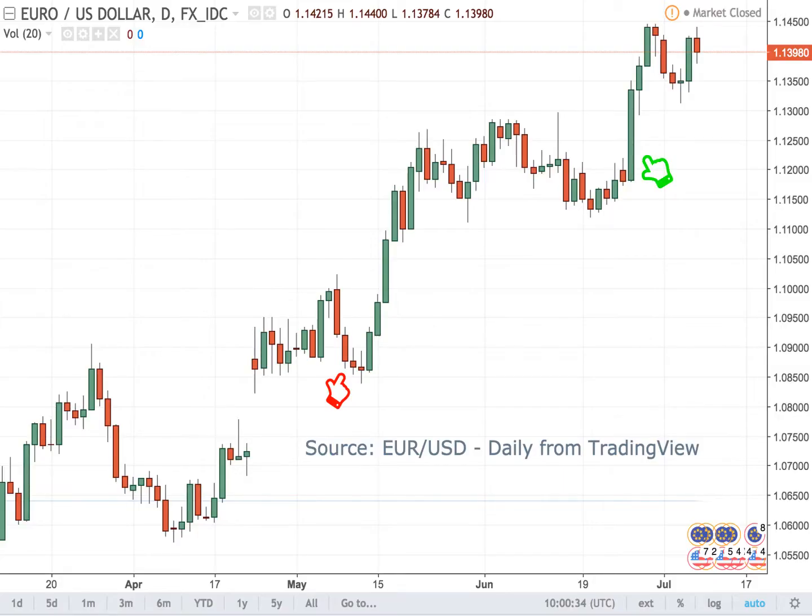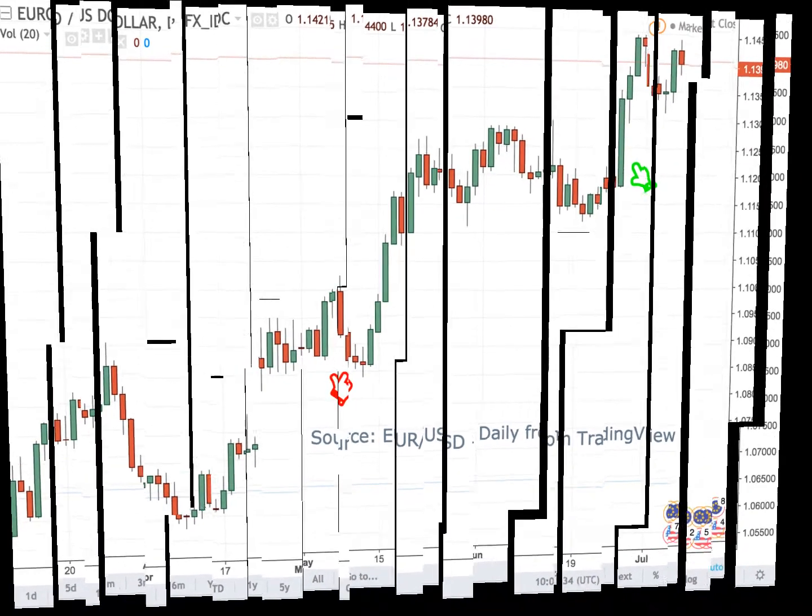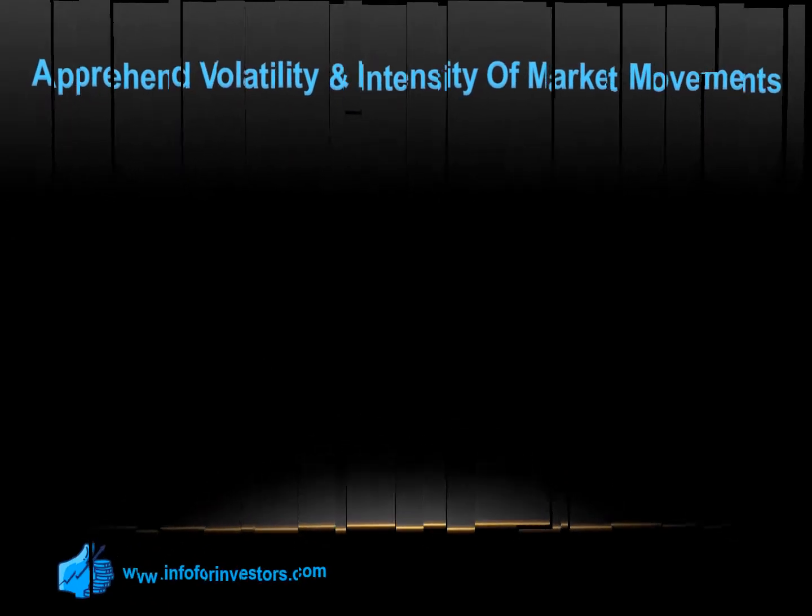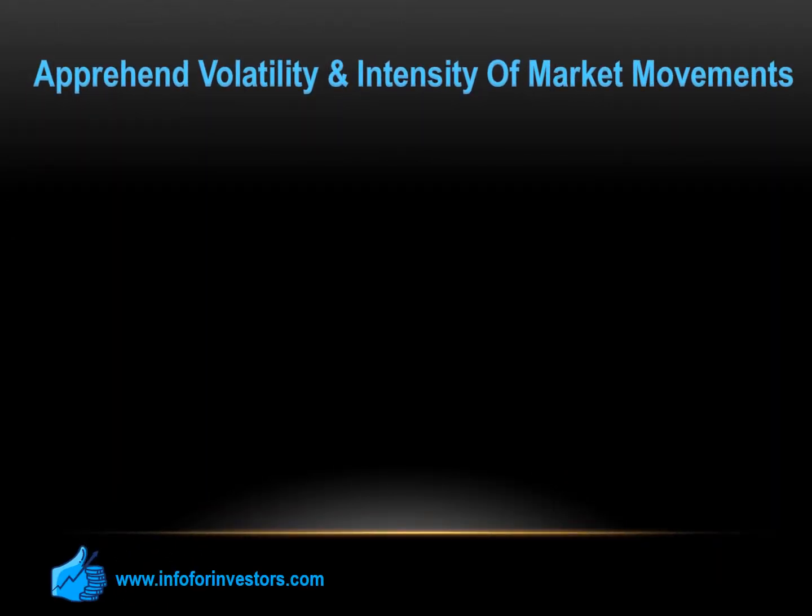The second lesson we will learn is how to apprehend volatility and the intensity of market movements with candlesticks. The opening and closing prices define the body of the candle. The wicks, also called shadows, display the highest and lowest levels reached within the time frame used. The size of the candle, as well as the size of the shadow, reflects market psychology.